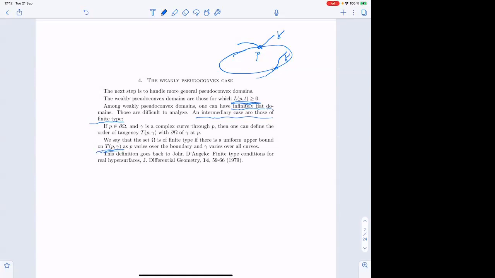And this goes back to John D'Angelo. He introduced this very, very important notion. There are other finite type conditions also, but this one turns out to be the really important one.